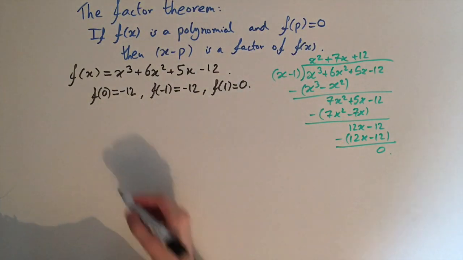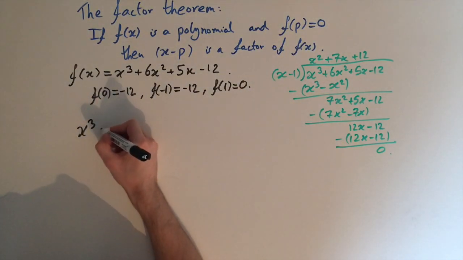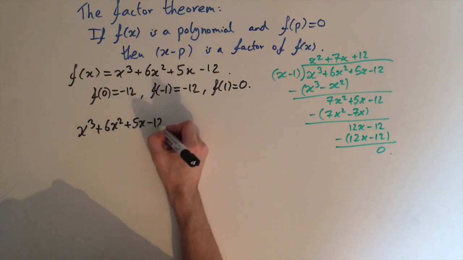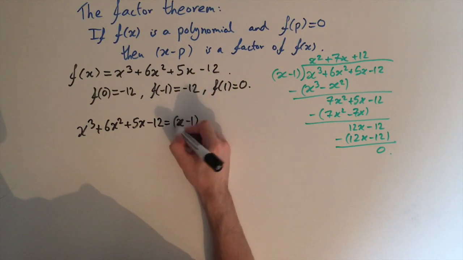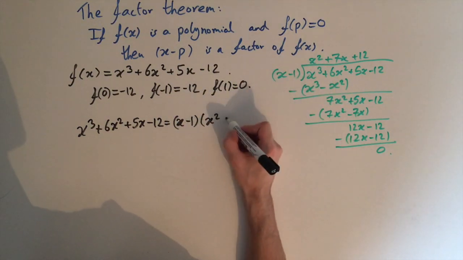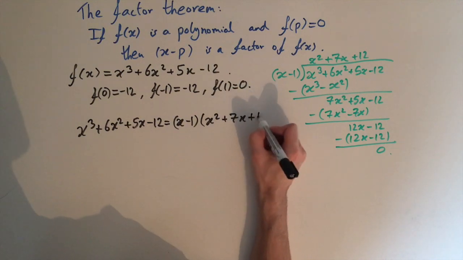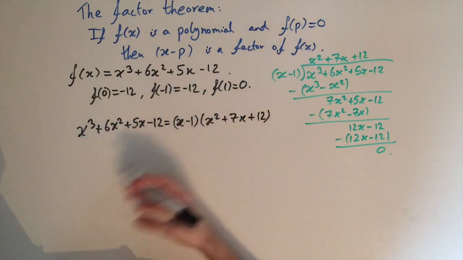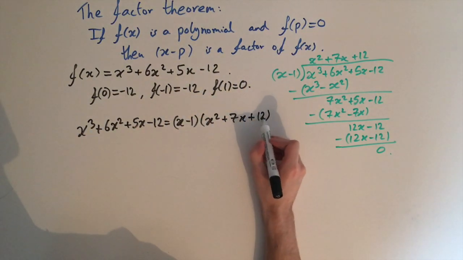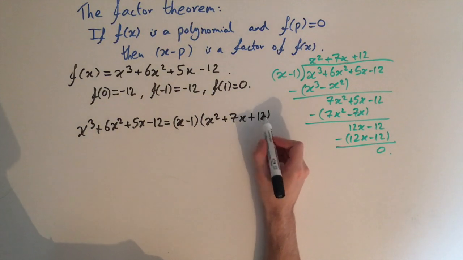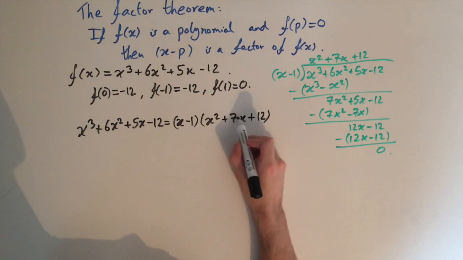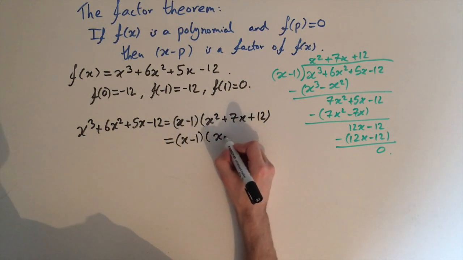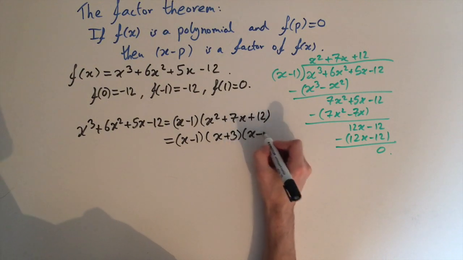So from this division, we now know we can write f of x, which is this cubic, plus 5x minus 12. We can factorize this as x minus 1, and we've got a quadratic here, so x squared plus 7x plus 12. We can actually factorize this quadratic again, in terms of linear factors. Thinking of 12 and 7, we need two numbers that multiply to give us 12 and add up to give us 7. It turns out that the numbers we need give x plus 3 and x plus 4.